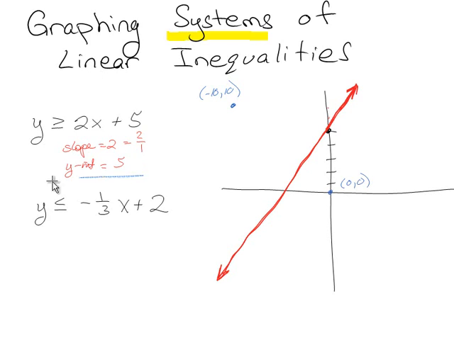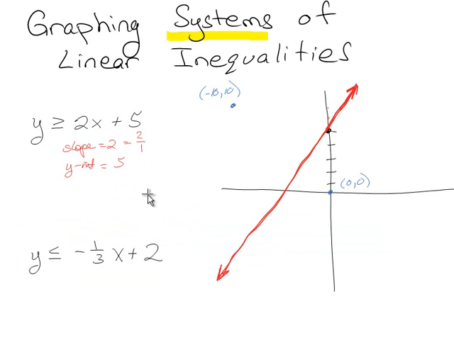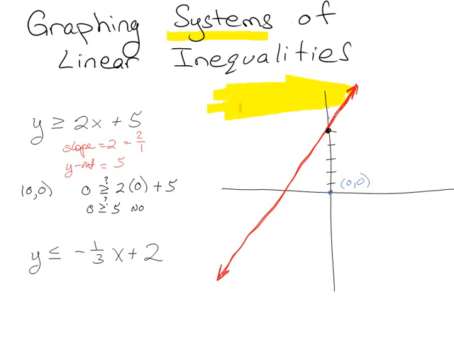So let me just do that. I'm just going to test this one. Okay, so I'm going to test 0, 0. Now for 0, 0, I have 0, which is y, greater than or equal to 2 times 0, which is now x, plus 5. Is 0 greater than or equal to 5? No. Okay, so that means I'm actually going to be going the opposite direction. So I'm going to be shading this half.